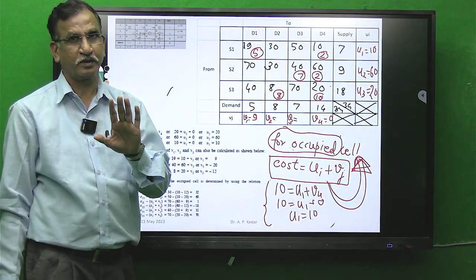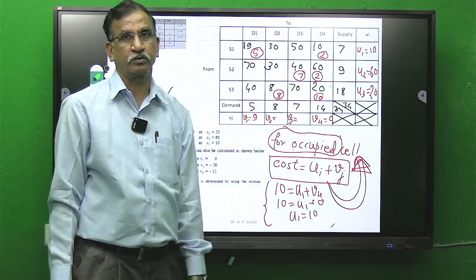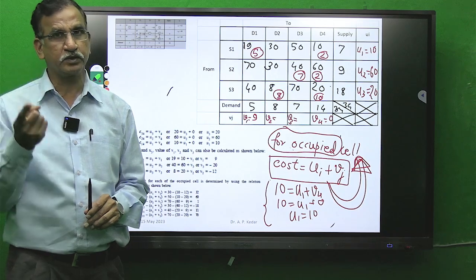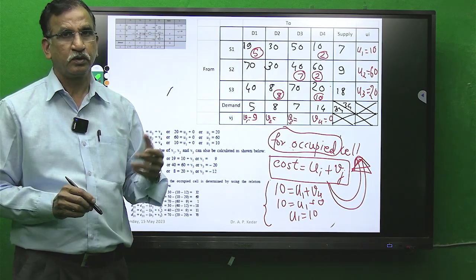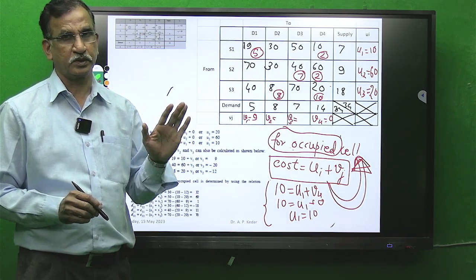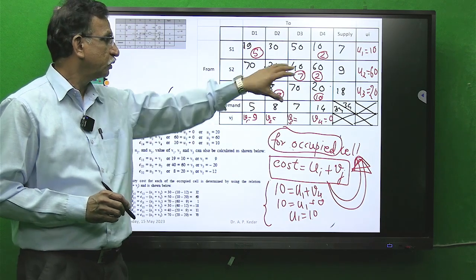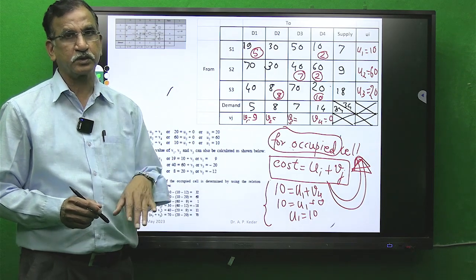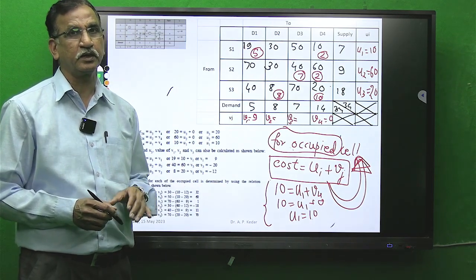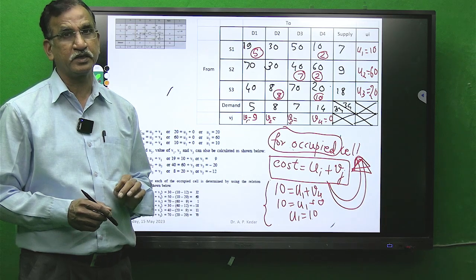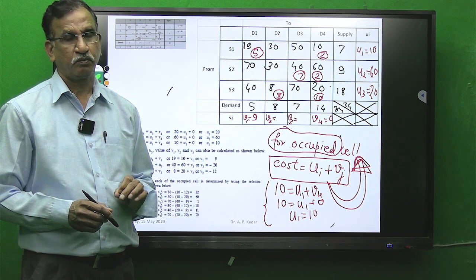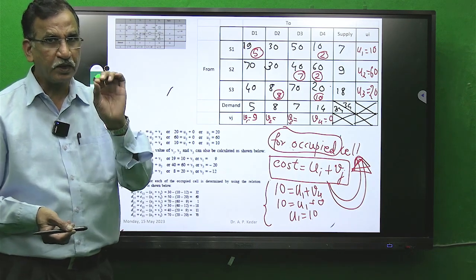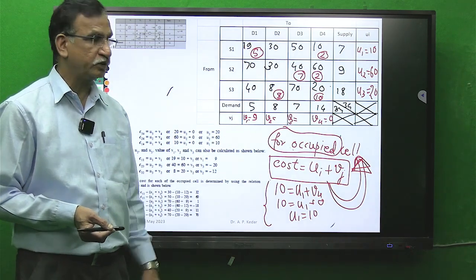One thing very important, if any one value goes wrong, if any one value of ui and vj goes wrong, remember your entire labor will be wasted, because these values of ui and vj in the next calculation will be deciding your opportunity cost, dij cost, which decides whether the problem is optimal or not. So you have to be very careful while calculating ui and vj.